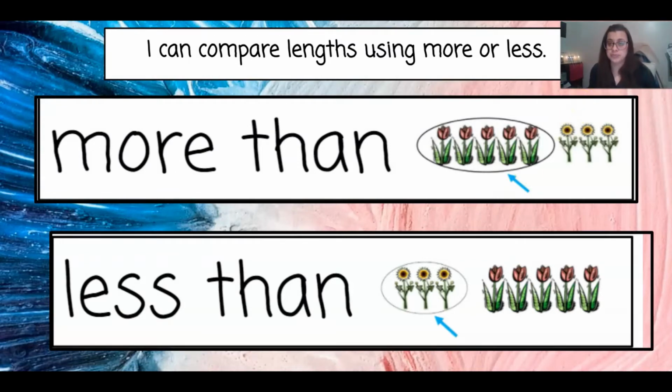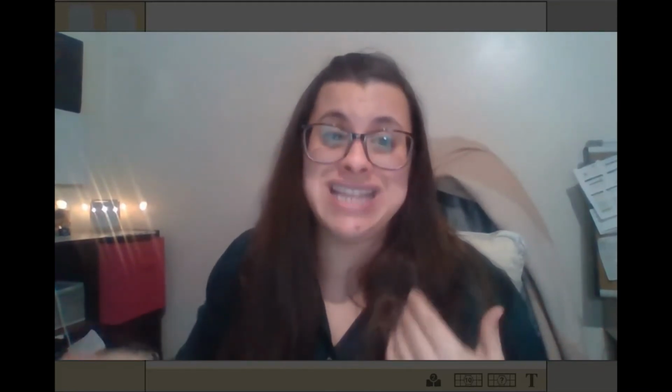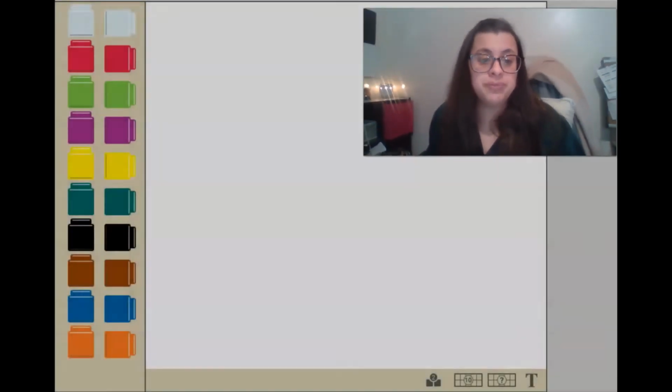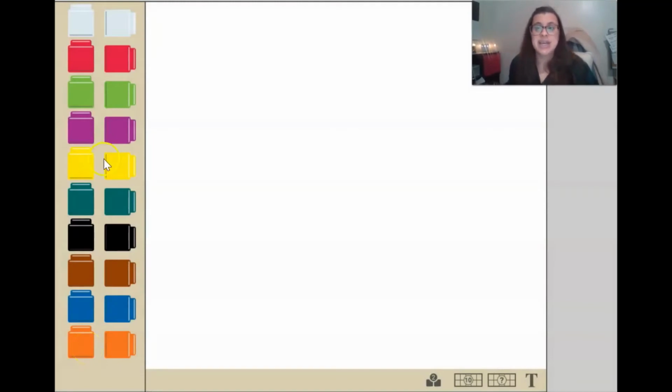So, here we go. Take a look at some linking cubes, and because we're comparing the length, we're going to decide which stick is longer. Then, we are going to ask ourselves which one's more and which one's less. So, let's get started.